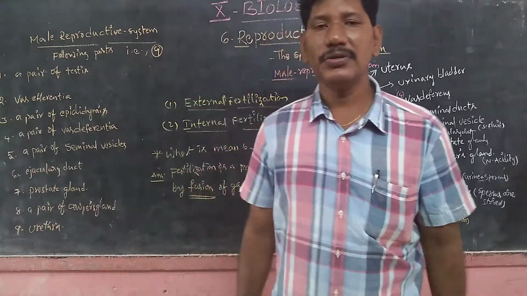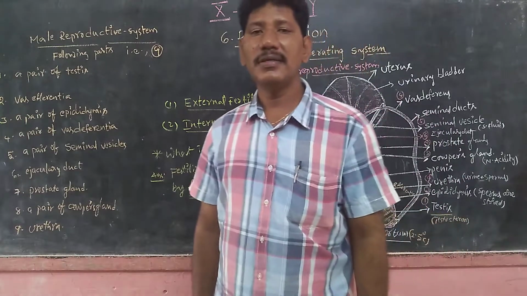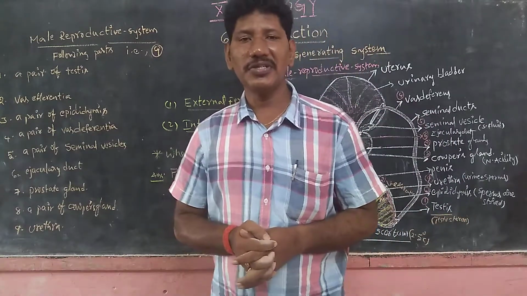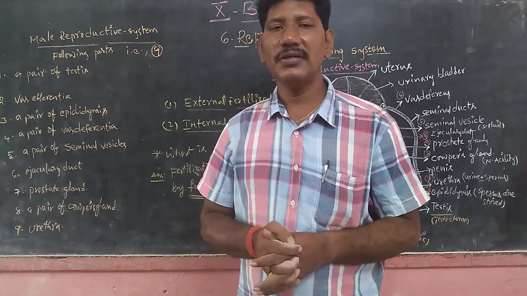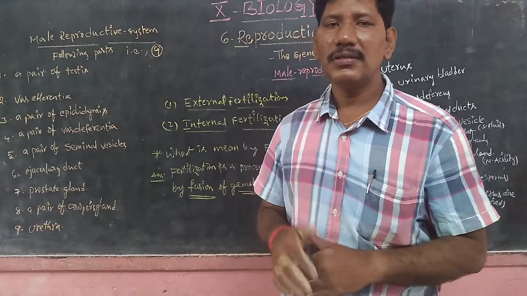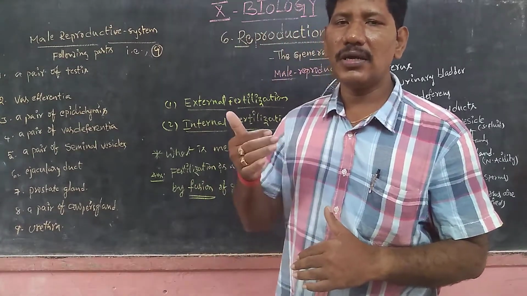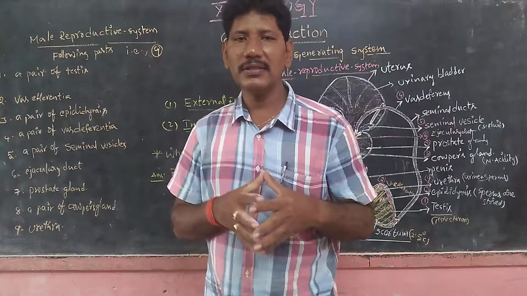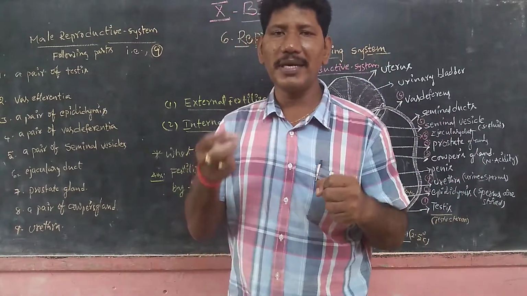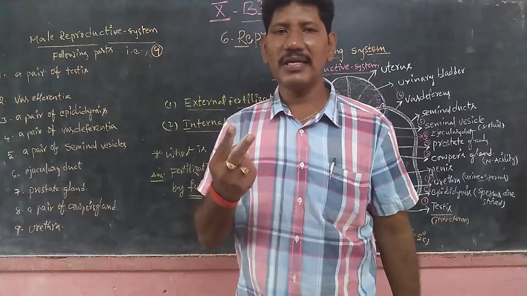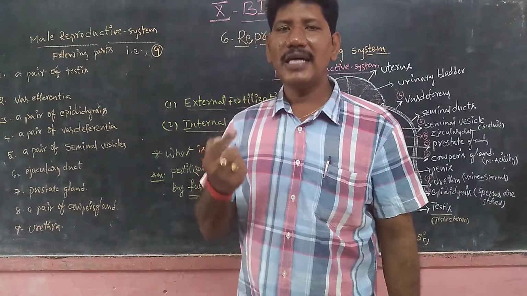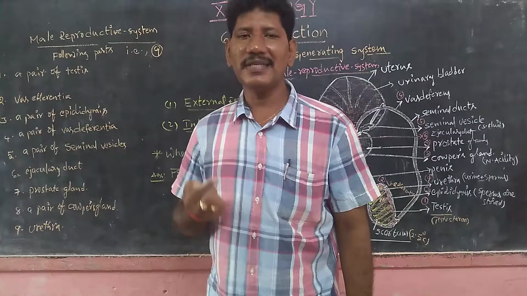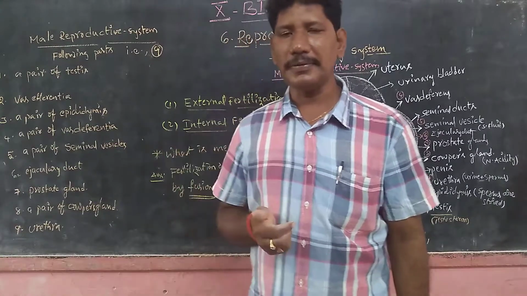Let us come to the reproduction chapter. Apart from that, we already discussed how organisms are reproduced. Regarding this concept, organisms can reproduce mainly in two ways. The first one is the asexual mode of reproduction, and the second one is the sexual mode of reproduction.